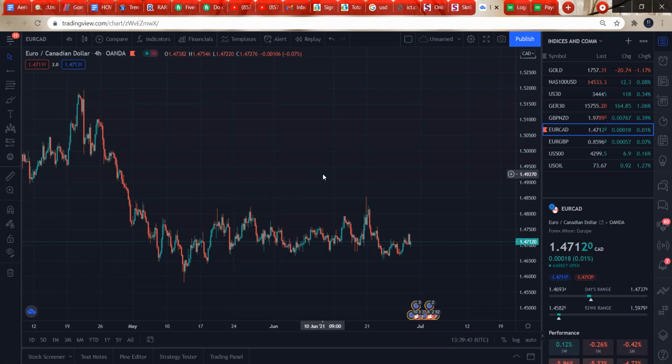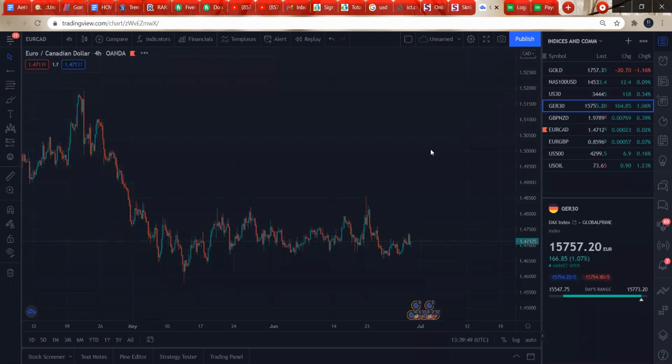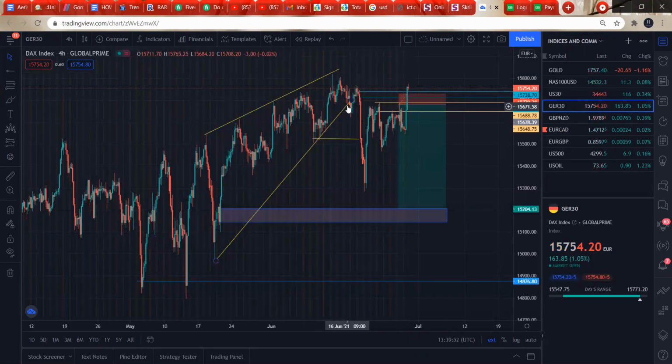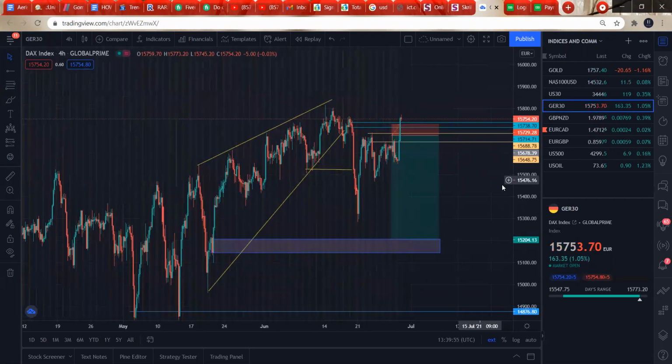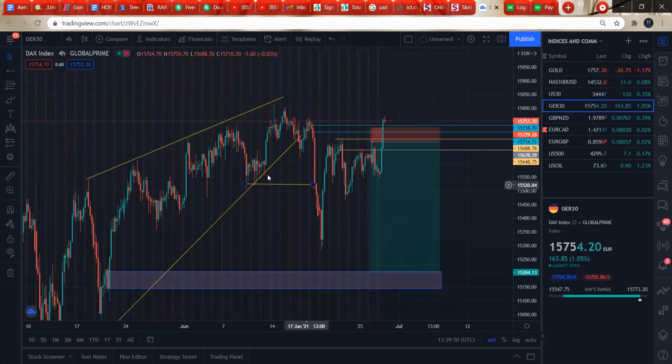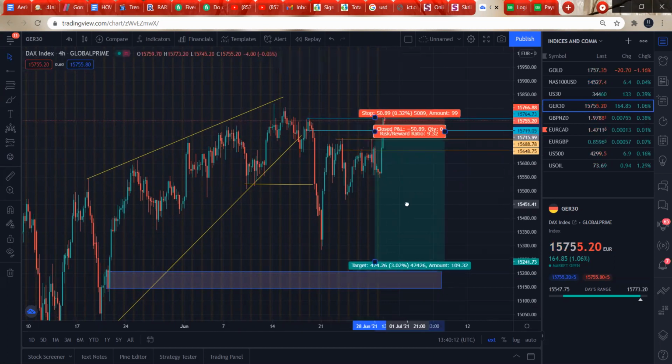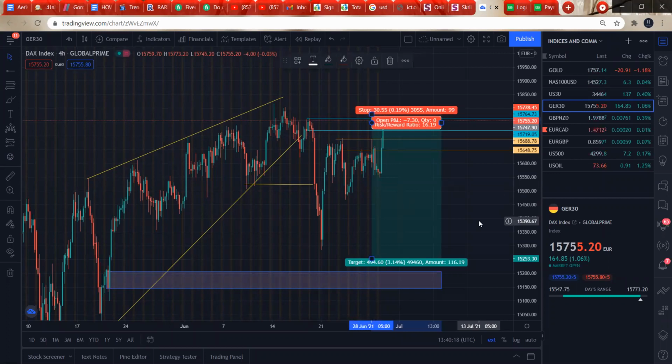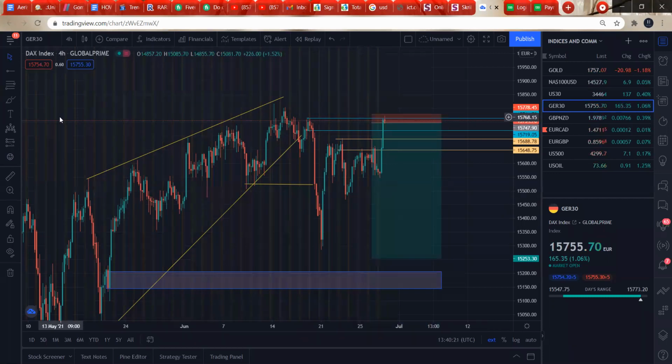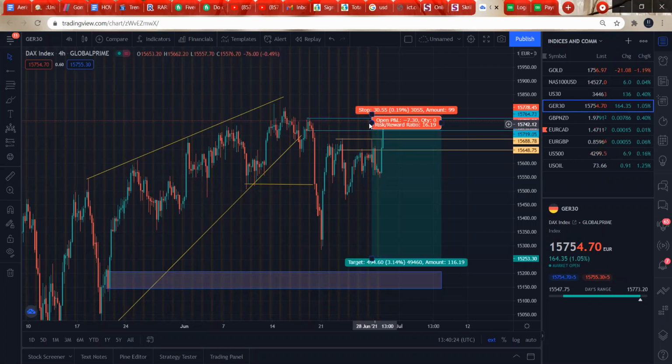And German 30, now it looks like it is... Let me just check something. Let me just go and analyze this. I'm still very sell biased. The order block. Oh, my phone is on 3%. This one is giving us another entry. Yeah, I want you to enter this one. It has given us another entry, this one on German 30.